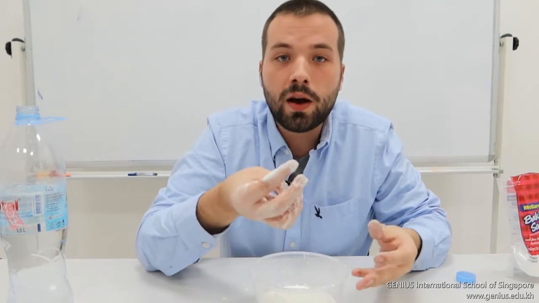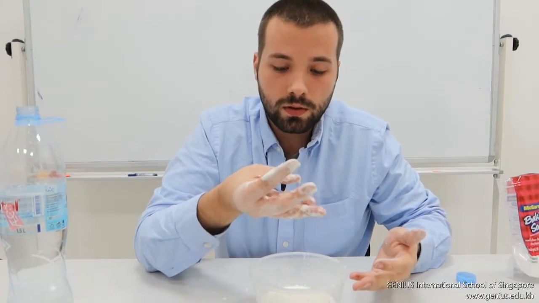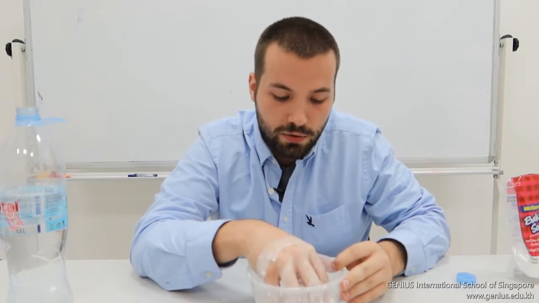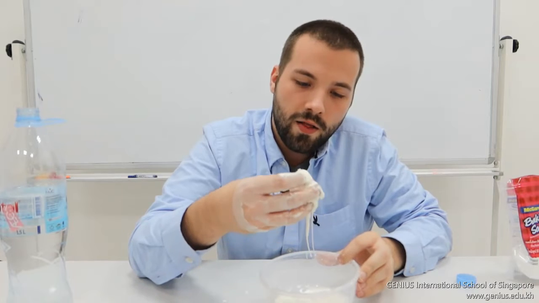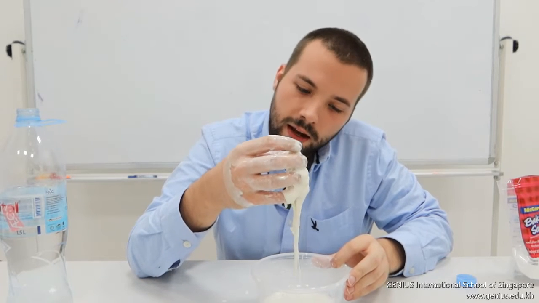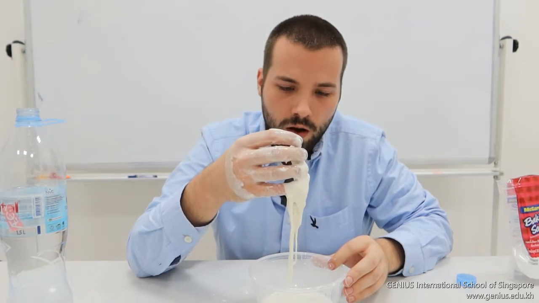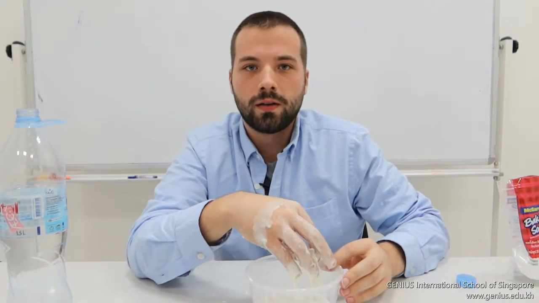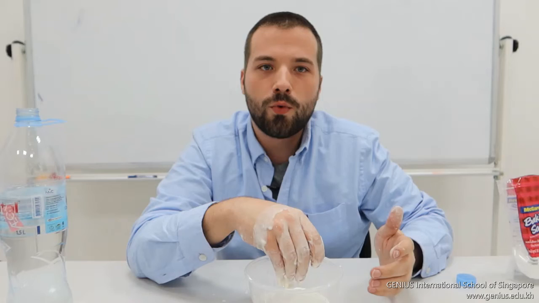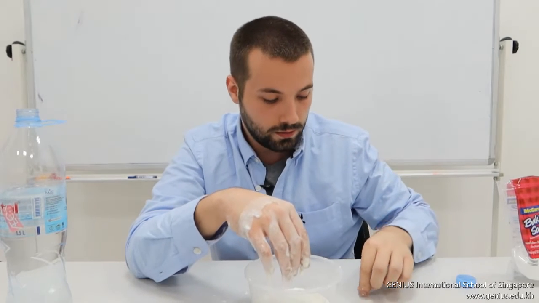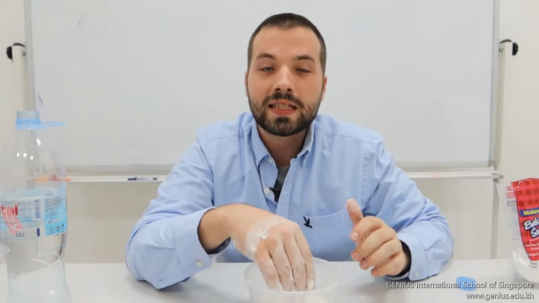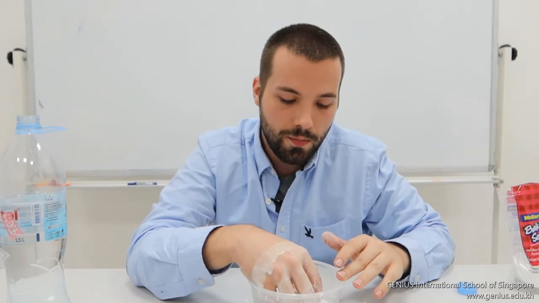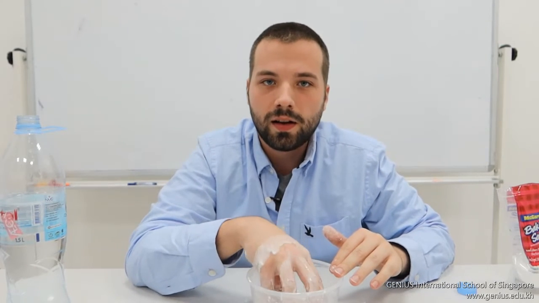Now, I want you to try and make this on your own. See what you can do with it. Think of your own questions and test them out. What do you think will happen if you add more water? What do you think will happen if you add more cornstarch? Test your questions. All right, make your own oobleck.